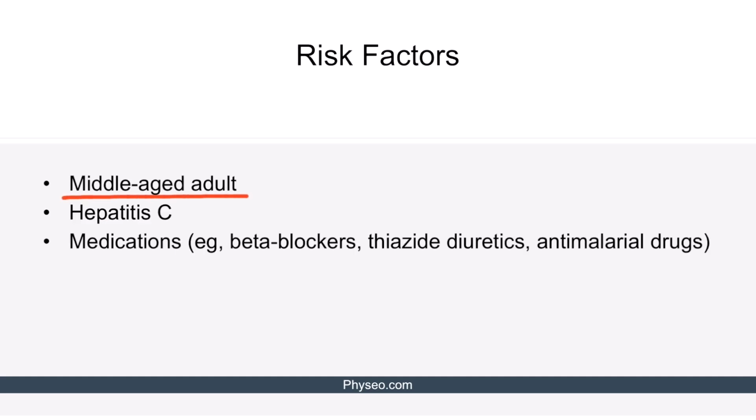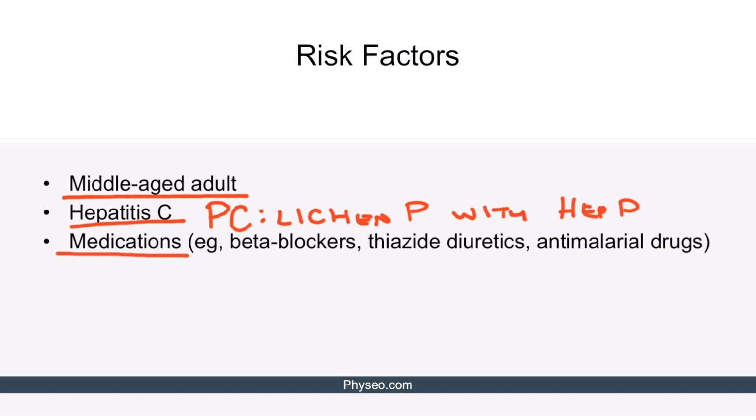One very high-yield risk factor to store in the back of your mind is that lichen planus has an association with hepatitis C. To help you remember this, think of the letters PC, as in the computer. So it's lichen P with hep C. Much like psoriasis, certain medications can lead to lichen planus. A few of these include beta blockers, thiazide diuretics, and anti-malarial drugs.